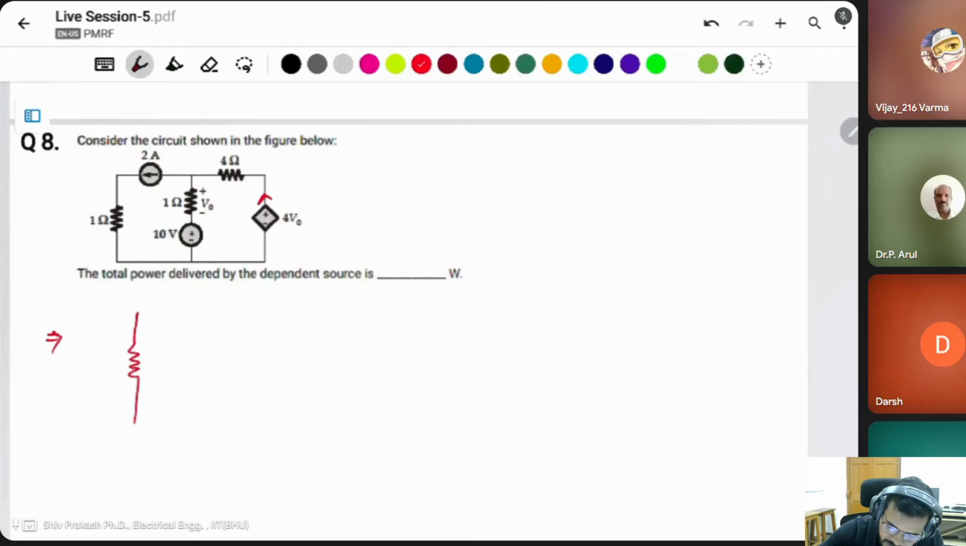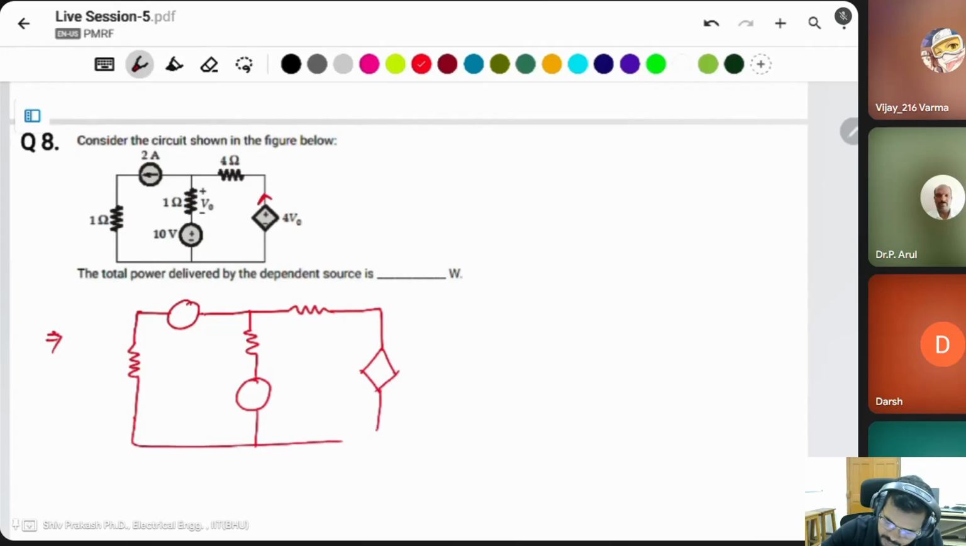Let me draw the bigger circuit. This is 1 ohm. This is a 2 ampere current, a 10 volt source, and the dependent source 4 V naught. This is a 4 ohm resistor. V naught is the voltage across the 1 ohm resistor. Let the current flowing through this be I. 2 ampere current is flowing through one branch, then the remaining current flows through this one, so I minus 2.